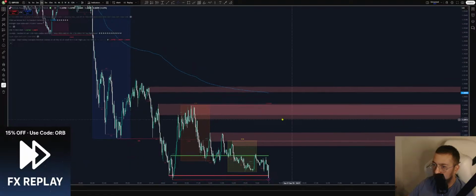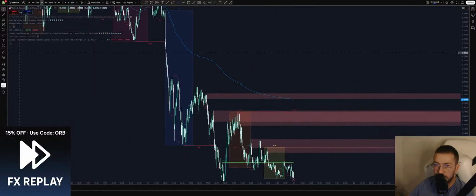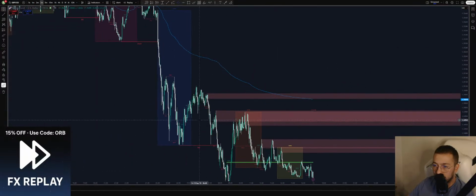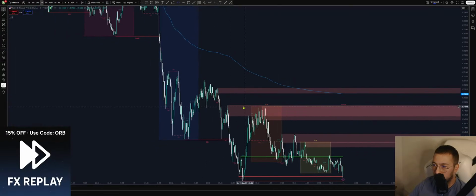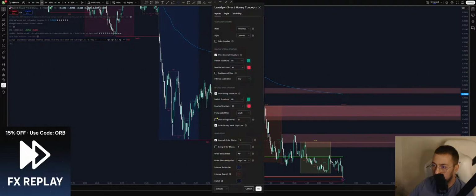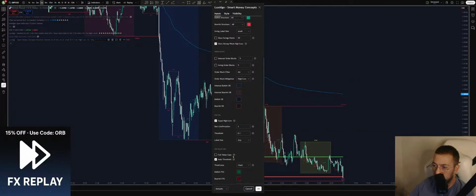It just shows you how the structure works. You could remove this noise like this. I don't know what this noise is. Yeah, that's the order blocks. Just remove the order blocks.